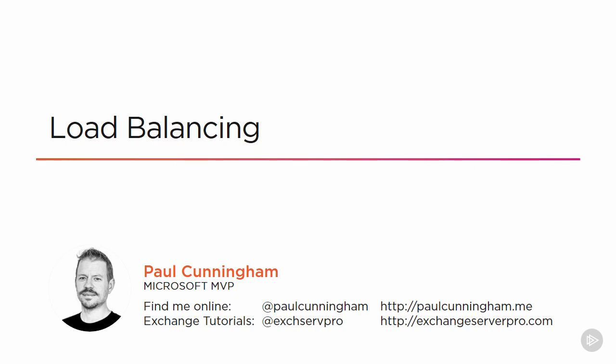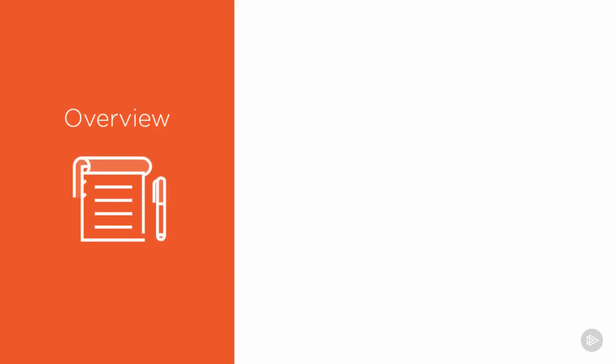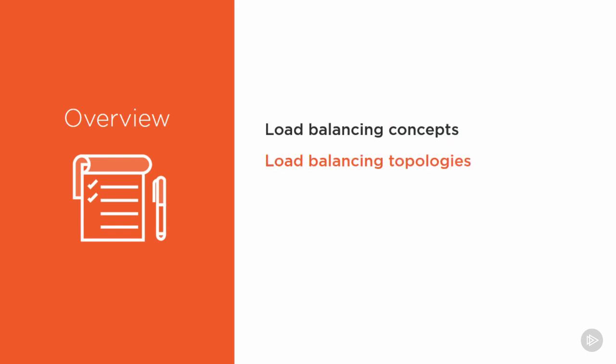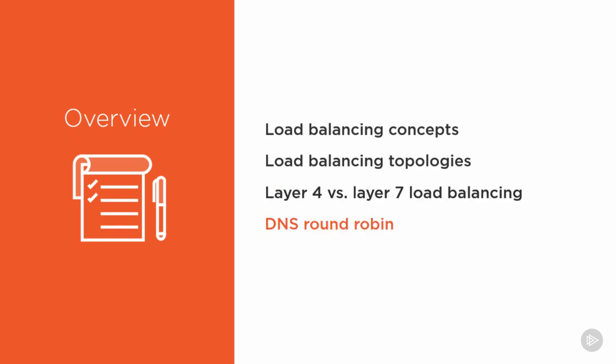Welcome back. In this module, we're going to talk about load balancing. In particular, we're going to talk about some load balancing concepts and then also take a look at some of the different load balancing topologies that you can deploy in your environment. I'm going to talk about the difference between layer 4 and layer 7 load balancing and why that's important to understand for Exchange 2016. And then finally, we'll look at DNS round robin.